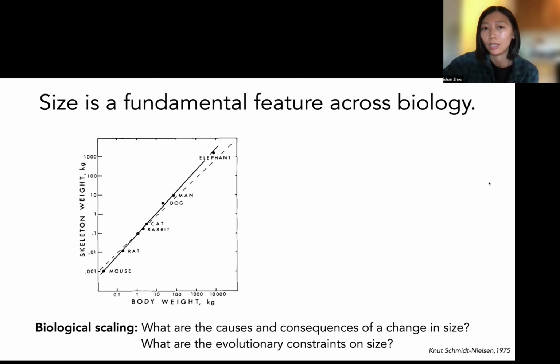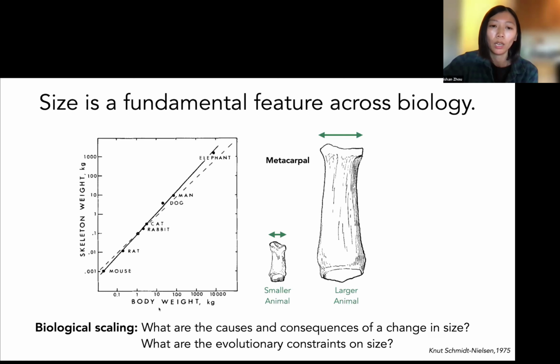And so to illustrate these concepts, we can take an example from organismal biology. So on the left here, I'm showing you a plot of body weight versus skeleton weight for a really large range of organisms. And what you can hopefully appreciate is that these two parameters have this really beautiful linear relationship. And this may seem really intuitive, but we can actually learn something more meaningful if we dig deeper. So if we now just look at the metacarpal bone from a smaller animal versus a larger related animal, we can also see that bone size now scales to skeleton size.